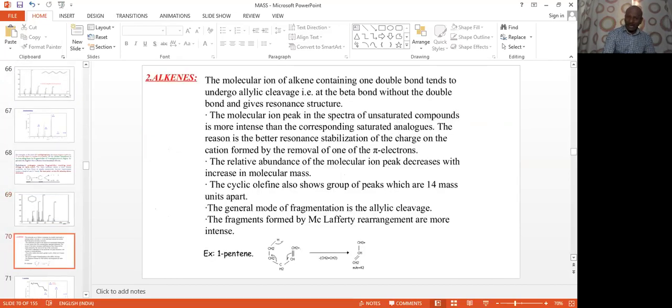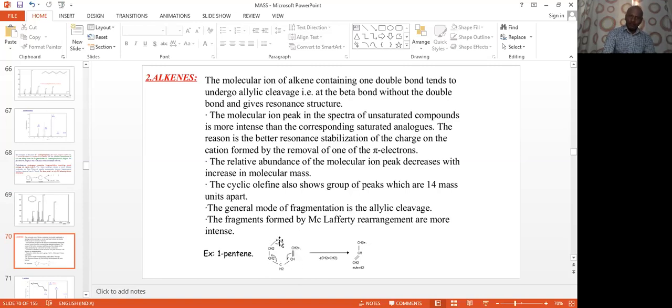Then alkenes: how they undergo fragmentation and what is the prominent peak you will observe in the alkenes, that also we have discussed. In the alkenes we see the McLafferty peak or allylic peak, that is m/z value 42, a very prominent peak with which you can easily identify the allylic cation. Sometimes alkenes also undergo the McLafferty rearrangement, which forms an olefin and a carbocation.